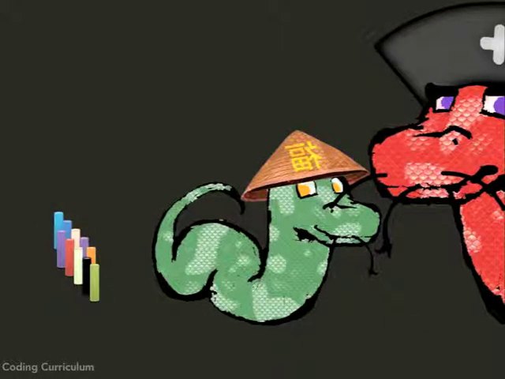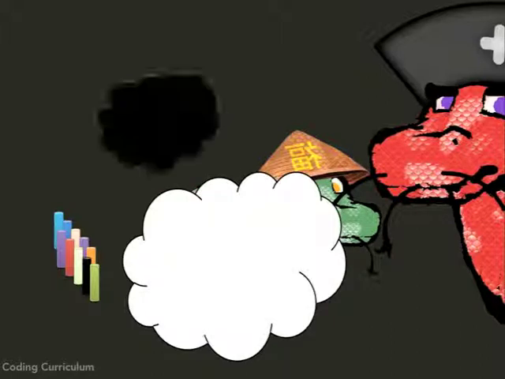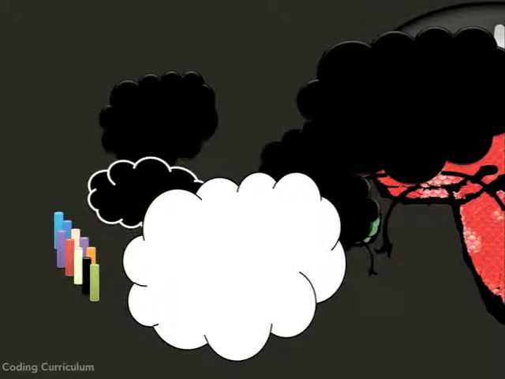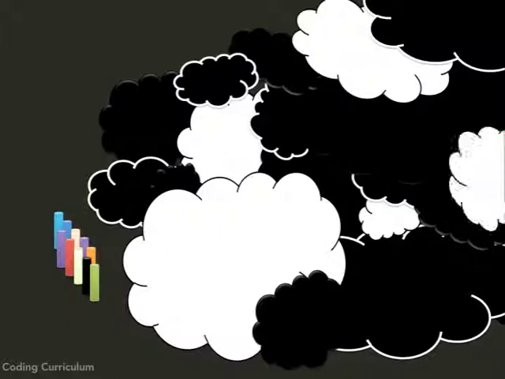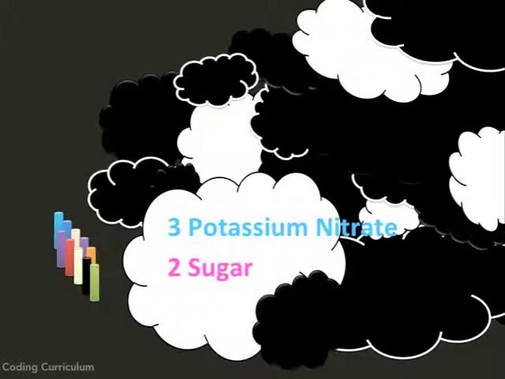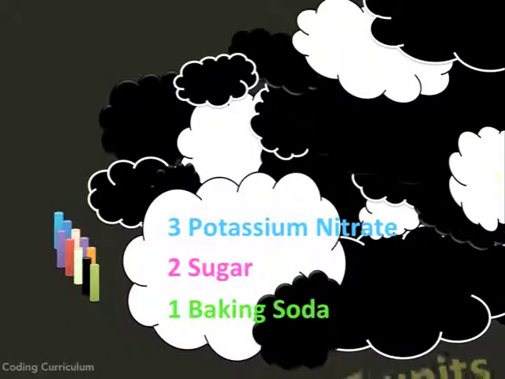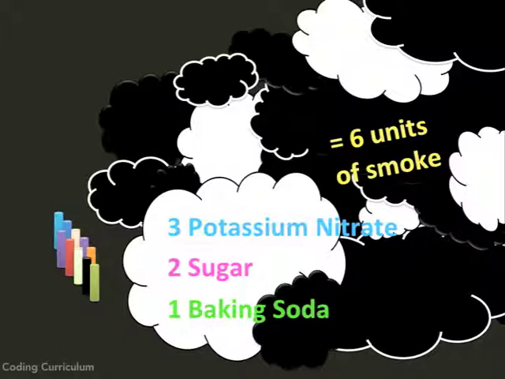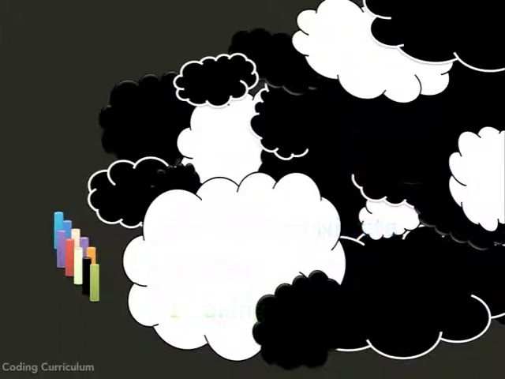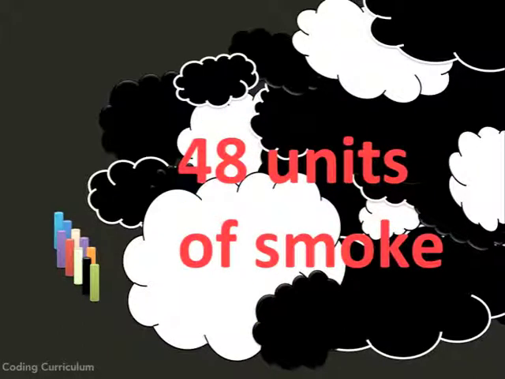He notices a bunch of chemicals on the side and decides to mix them to create a smokescreen. He remembers from his good old days in chemistry how to make smoke. Using 3 units of potassium nitrate, 2 units of sugar, and 1 unit of baking soda, 6 units of smoke will be made, and Perez knows that with this magical formula, he will need 48 units of smoke to create a thick screen of smoke that will help him to escape.